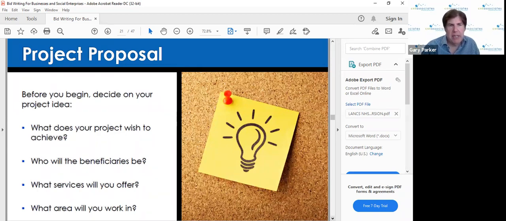So before you begin, decide on your project idea. What does your project wish to achieve? Who will be the beneficiaries? Who will receive your services? What services will you offer? And then, of course, what area will you work in? It could be an entire area, it could be the whole of Lancashire, it could be a borough within Lancashire, it could be a local neighbourhood area. But you have to decide on that, and you will usually have to define that within the application. So again, those are preparatory actions that you need to take into account.